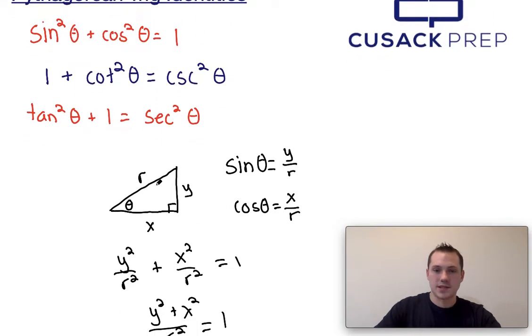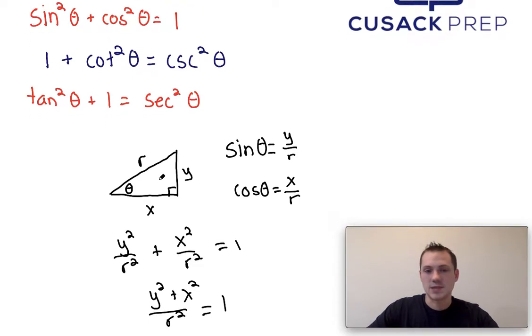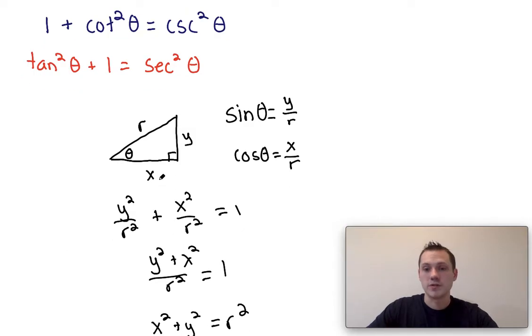Well, guess what? That's just the Pythagorean theorem for this right triangle. We know a squared plus b squared equals c squared. And there you have it. That's a quick and easy way to remember the Pythagorean trig identities, as well as a short little proof showing you why that's true.